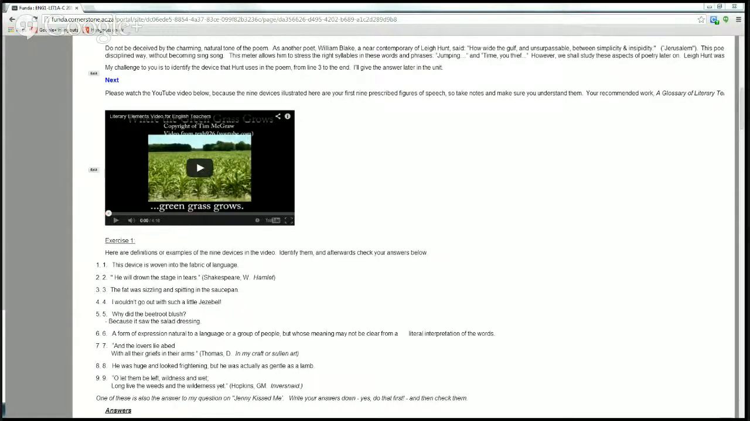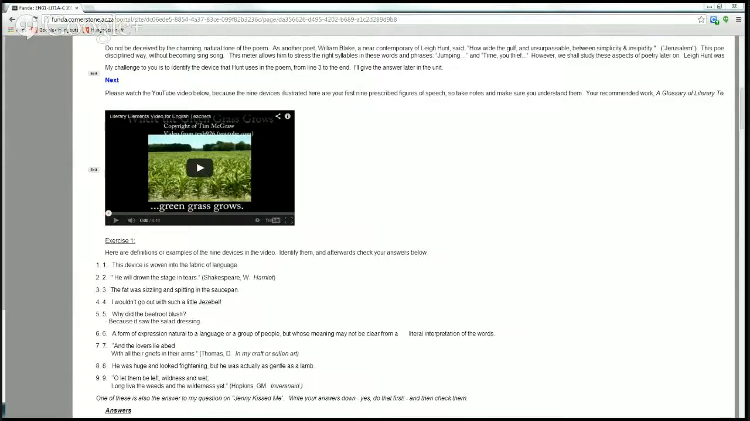It says, the fat was sizzling and spitting in the saucepan. Now, of course, sizzling and spitting, yes, it was Saltrever that had hyperbole right. Sorry. Yes, somebody says alliteration. We're going to get a better example of alliteration. It is that. But what else could this be?